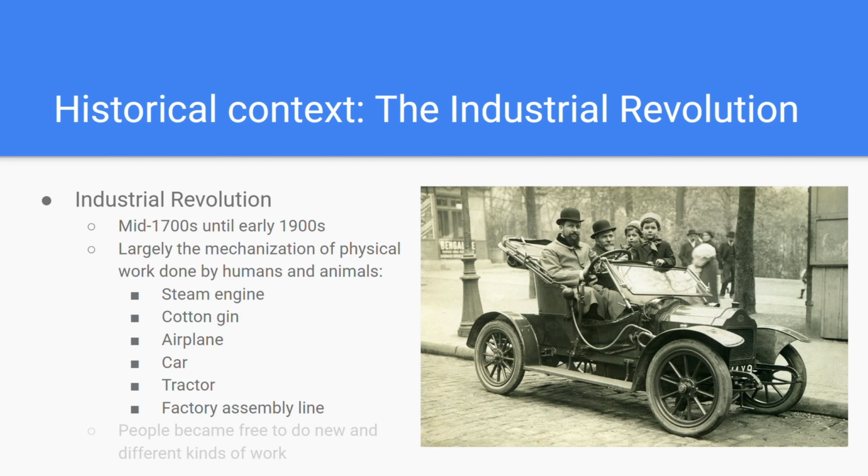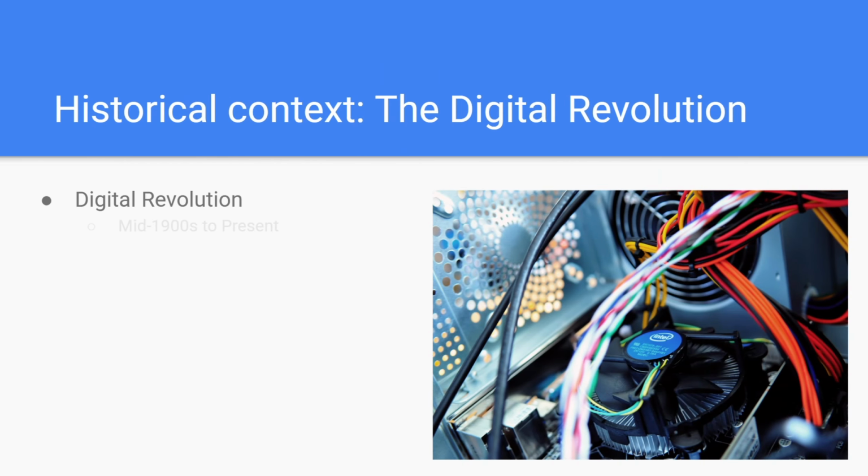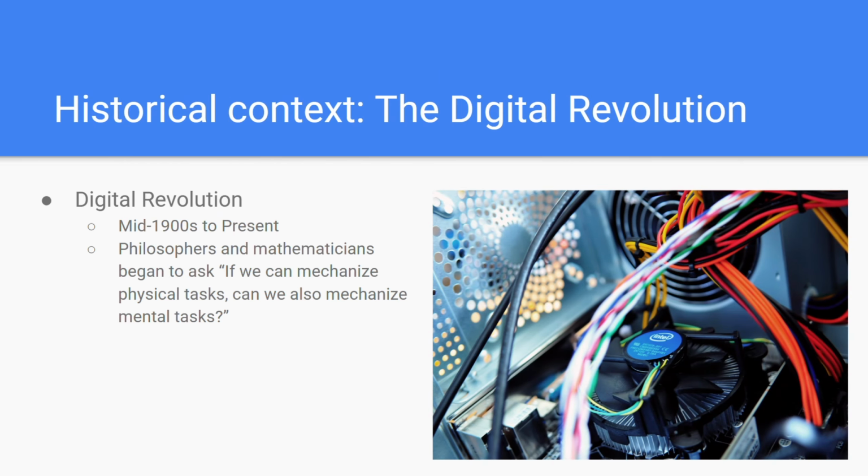Okay, so you have these inventions like the steam engine, right? Well, it used to take a bunch of ox to pull a big cart. Now we can put that engine on a train on some tracks, right? And now we can go across the country. Okay, right? So things that used to be done by people and animals, now we have machines. So that gives people the opportunity to do new and different kinds of work. Okay, then we have the digital revolution, right? So this is we're still in, right?